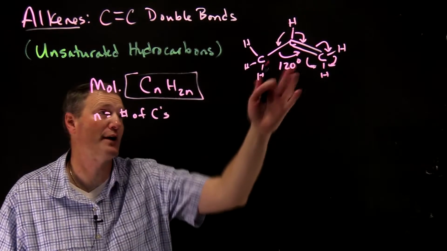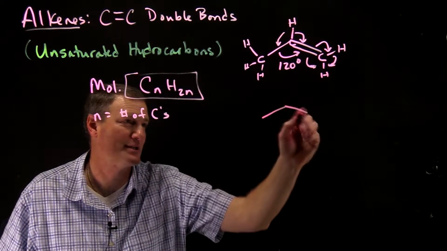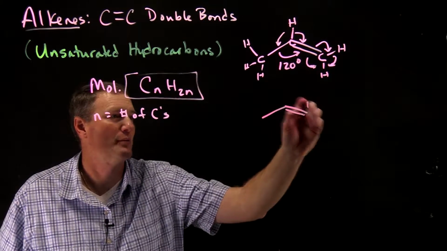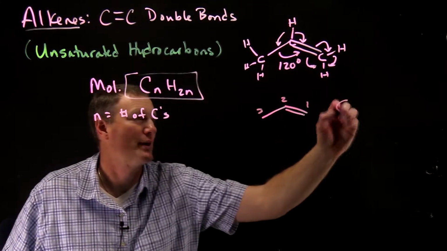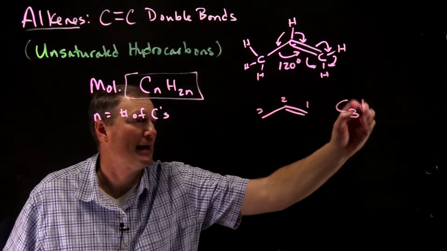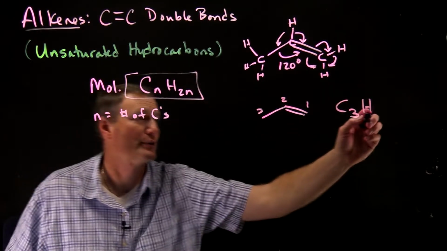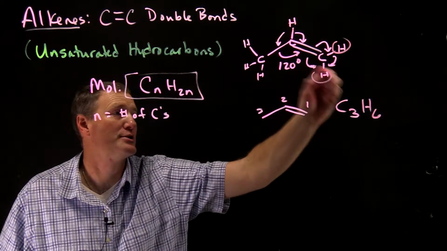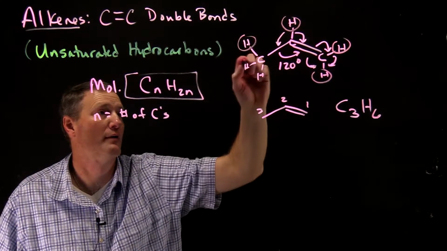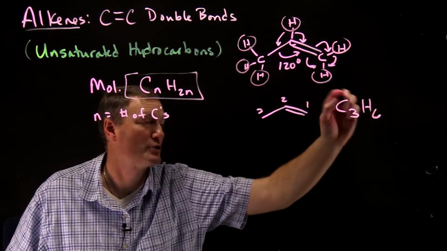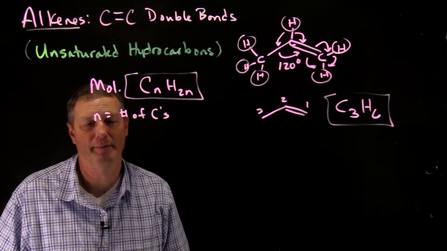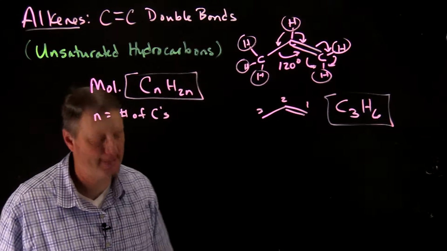All right, and let's just verify. Let's just go back through this here to make sure that it does adhere to that formula. This is carbon 1, 2, and 3. So I have C3. And if this formula is correct, I should only have 6 hydrogens. Well, we drew them out up above. I had 1, 2, 3, 4, 5, and 6. So this molecule would adhere to that molecular formula, C3H6.